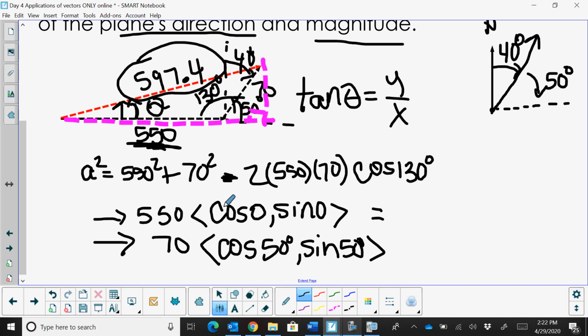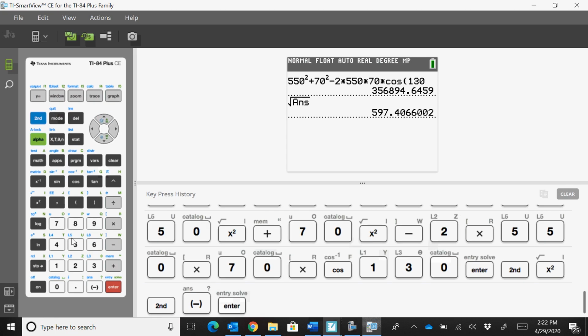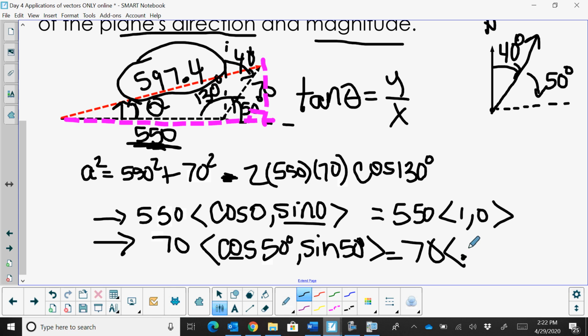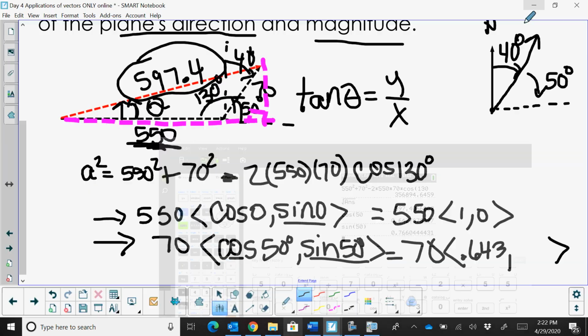So we know the cosine of 0 is 1, so I'm going to take 550 times the vector 1, comma, and the sine of 0 is 0. And then I'm going to take 70 times the vector that's cosine of 50. Well, I don't know that from the unit circle, so let's go over here and do the cosine of 50. And that's 0.643. And then the second part of that is the sine of 50. So let's use our calculator and find the sine of 50. And that is 0.766.